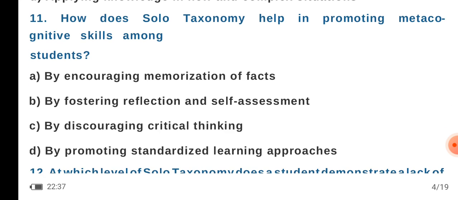Number 11, how does SOLO taxonomy help in promoting metacognitive skills among students? Letter A, by encouraging memorization of facts. Letter B, by fostering reflection and self-assessment. Letter C, by discouraging critical thinking. Letter D, by promoting standardized learning approaches.